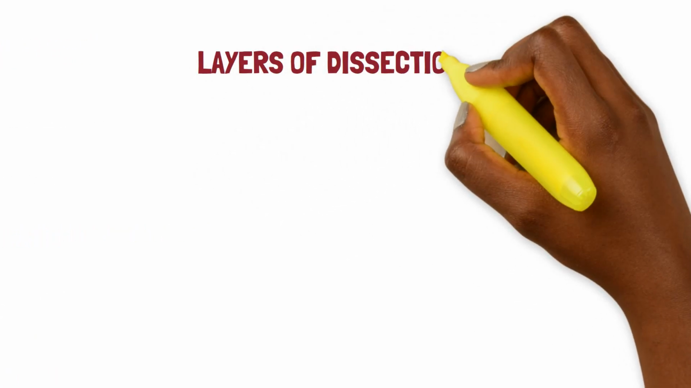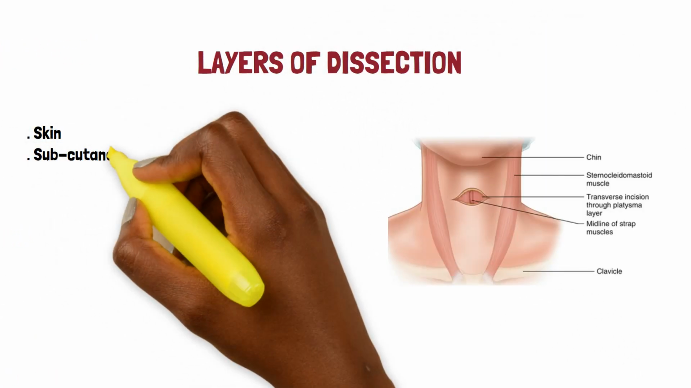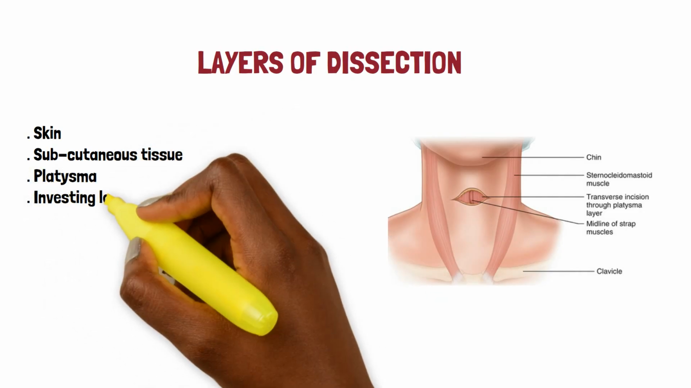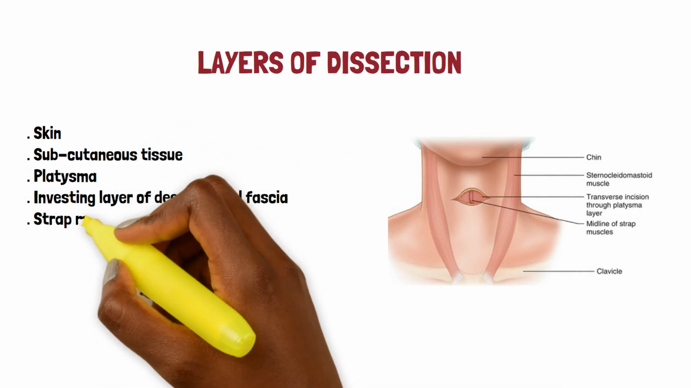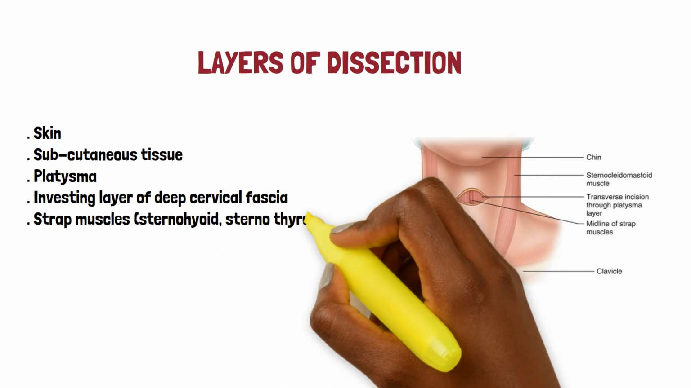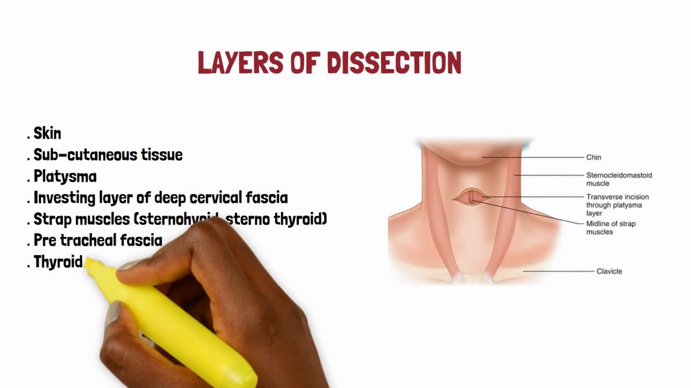Layers of dissection. Begins with the skin, subcutaneous tissue, platysma, investing layer of the deep cervical fascia, strap muscles like sternohyoid and sternothyroid, pretracheal fascia, thyroid isthmus, and trachea.